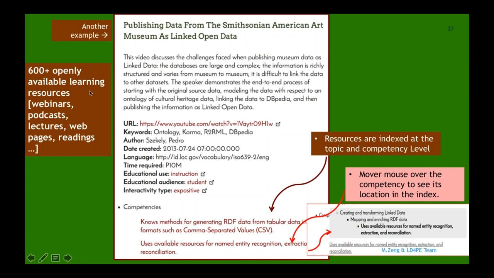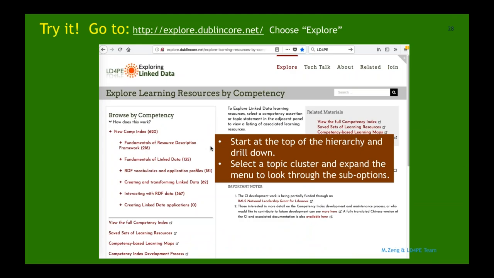So there are over 600 openly available learning resources here for you to explore and use, including webinars, podcasts, lectures, web pages, and readings, all from the open web. And our KSU partner, Sean Dolan, spent a lot of time leading the selection, the quality verification, and also the alignment of these competencies with each of these resources. Okay, so you can try that when you finish the webinar, and maybe start with something you want to figure out. Good.